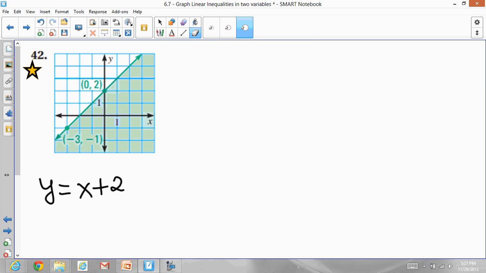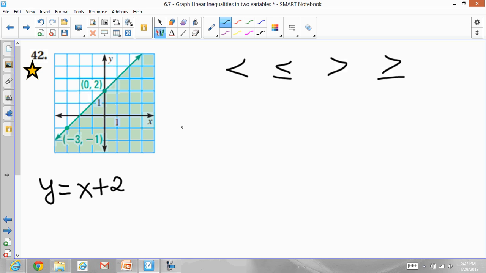So once you got your equation, now you have to decide between the dotted line and the solid line. That will give you between less than and greater than, or less than or equal to and greater than or equal to. So let's eliminate two options. Now look at the line. The line is a solid line. It is not dotted. Since it is a solid line, that means you have an option of between this and this, because those are the only ones that have the equal signs. So you can choose between here or here.